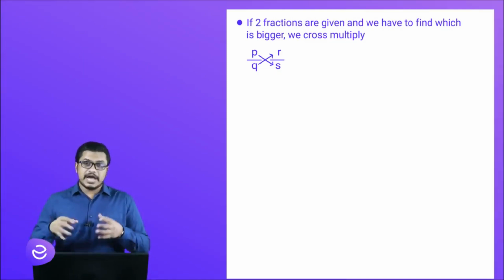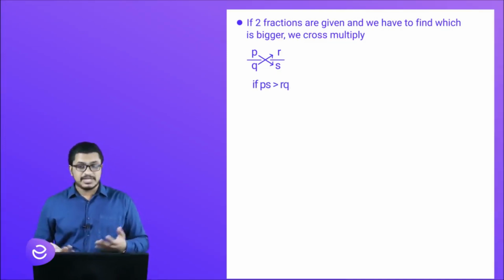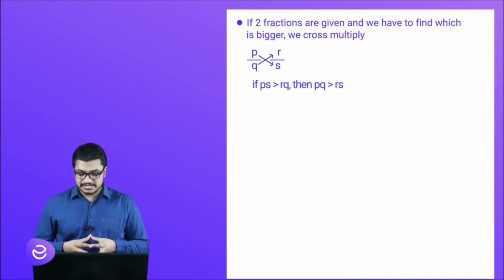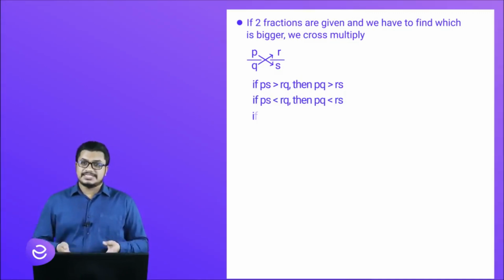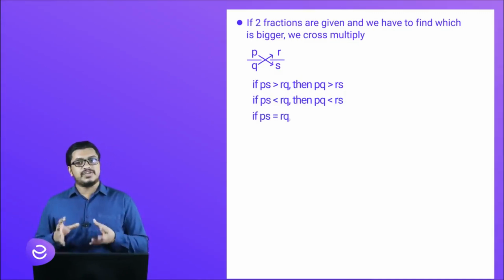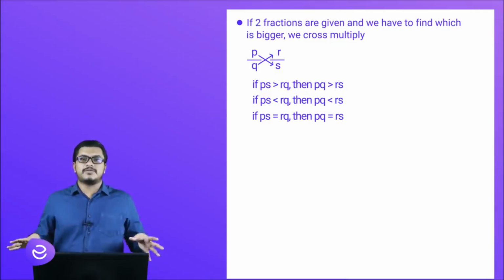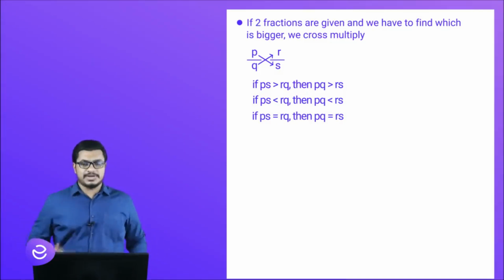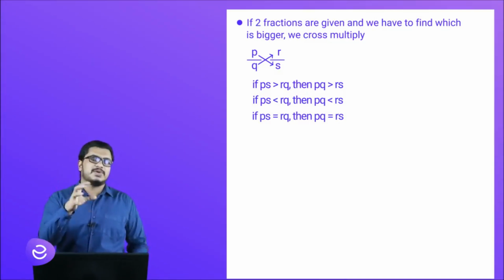Then after doing that, if ps is greater than rq, then we can know that p by q is greater than r by s. If ps is less than rq, then p by q is less than r by s. If ps equals rq, then p by q equals r by s. Don't get confused by this. The only thing you have to check is where is the numerator. If the numerator is with the highest number, then that fraction will be higher.